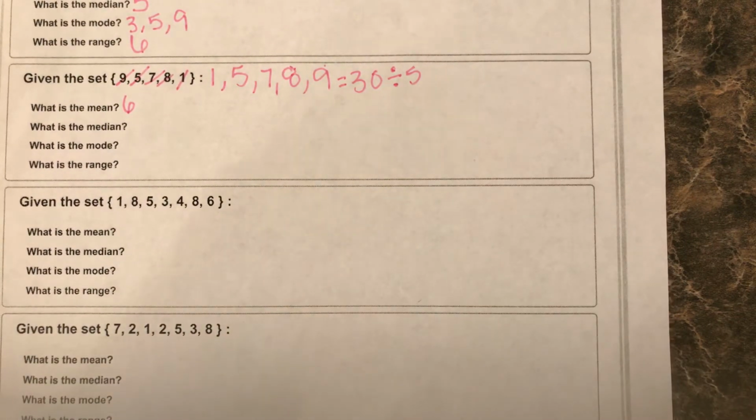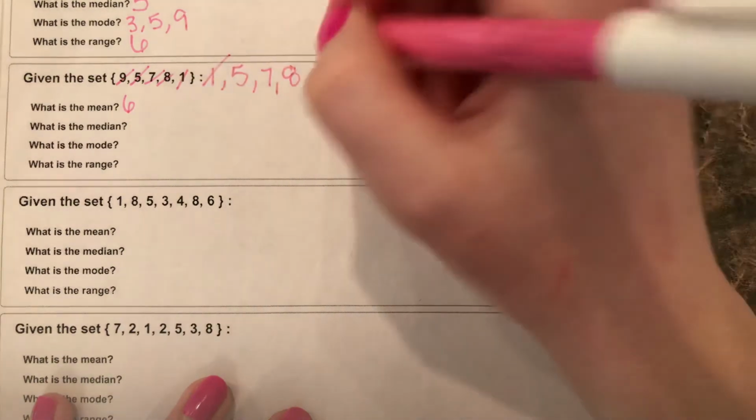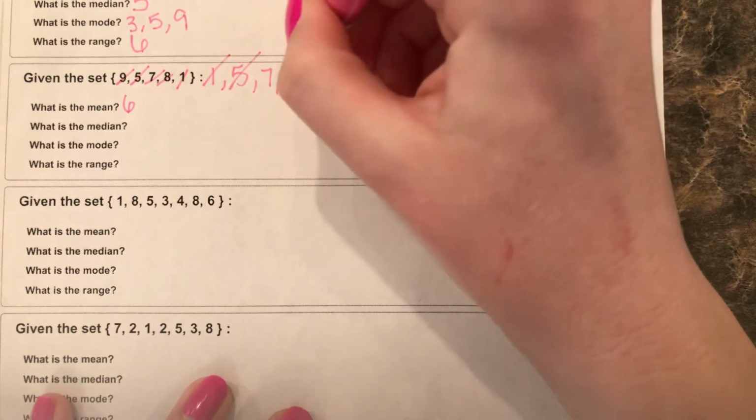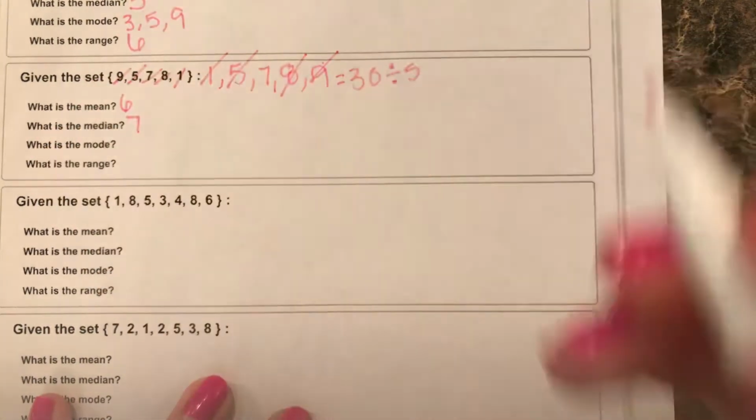All right, median, number in the middle. Crossing this left one out and the right one, and the left one and the right one, which leaves 7 in the middle.